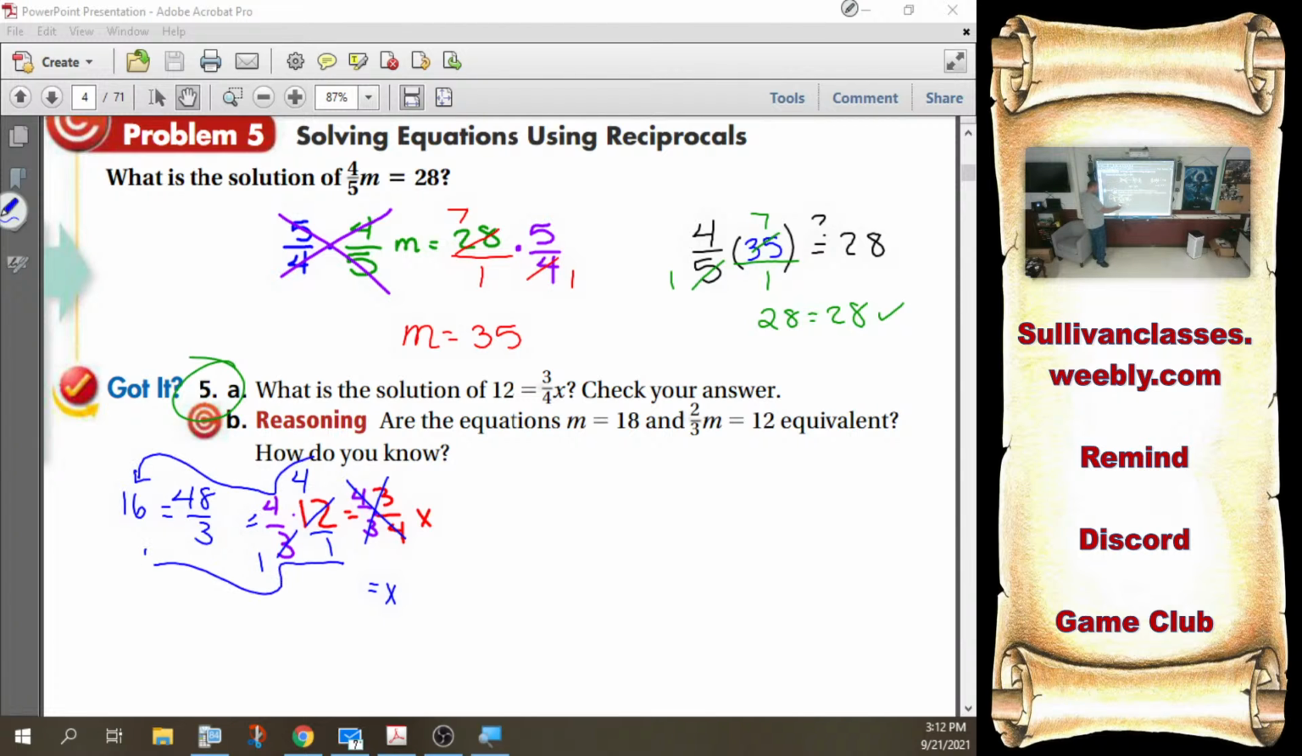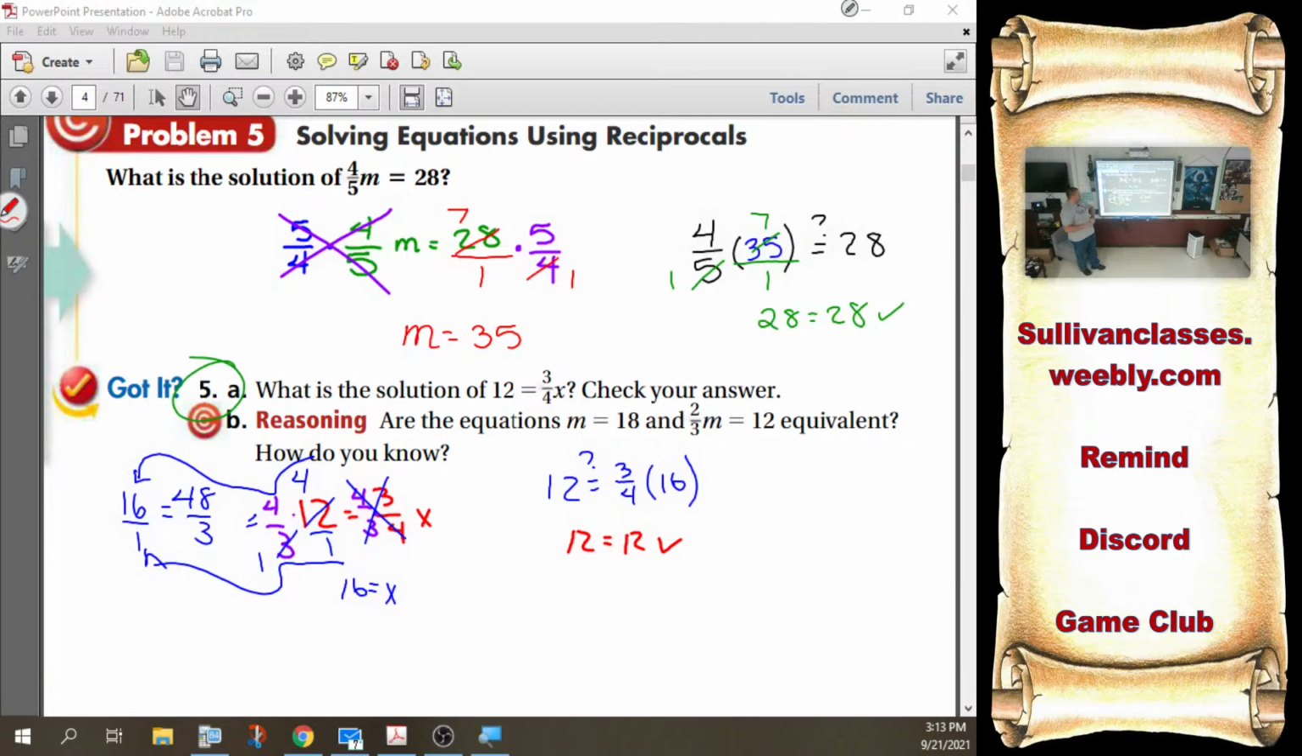1 times 1 is 1. It doesn't matter which way you take. You can cancel before multiplying or multiply then reduce. Same difference. Either way, I said the x was 16. Go back and prove it. 12, does that really equal 3/4 of 16? Grab a calculator and double check it. 12 and 12, yeah, same thing.